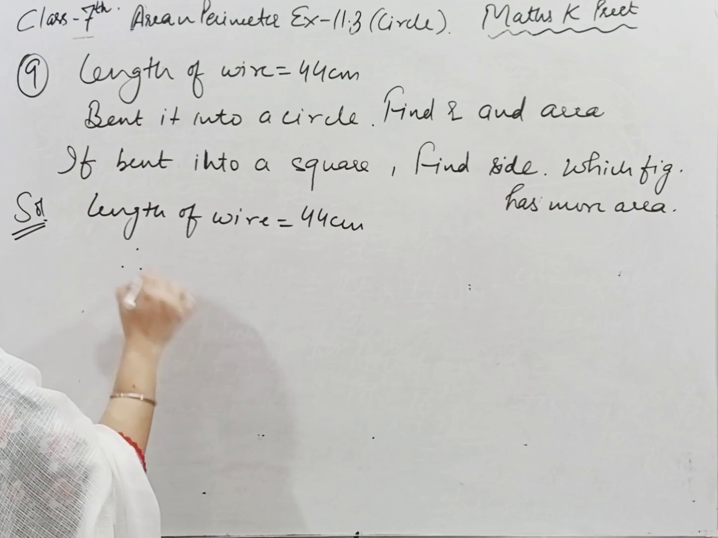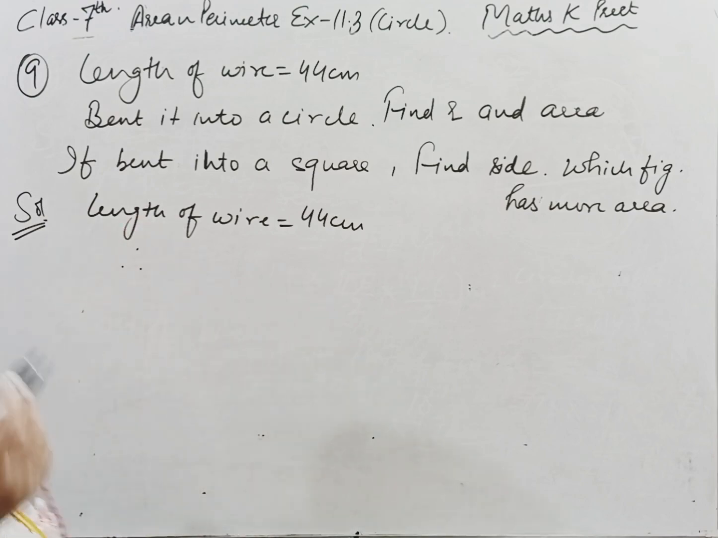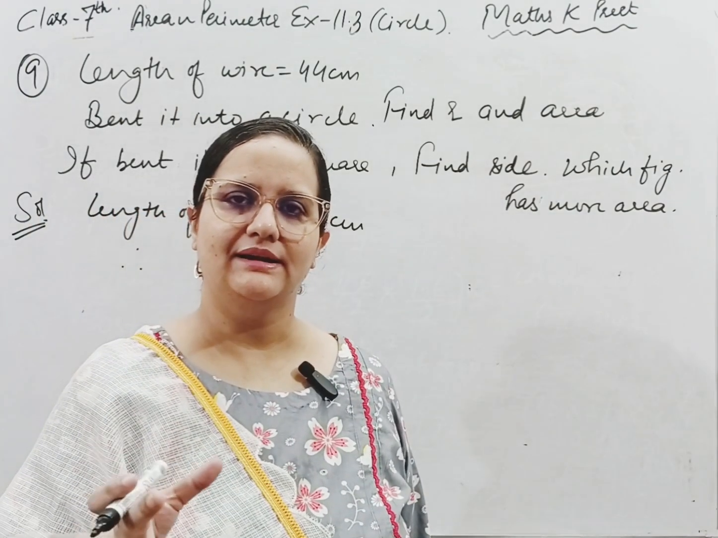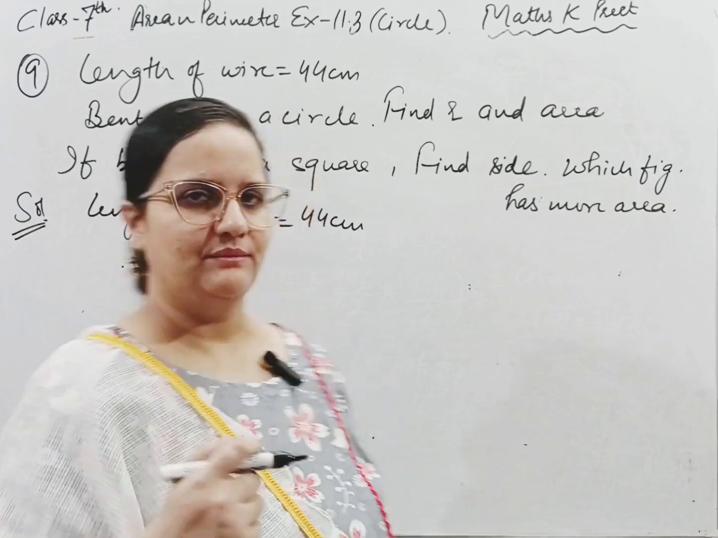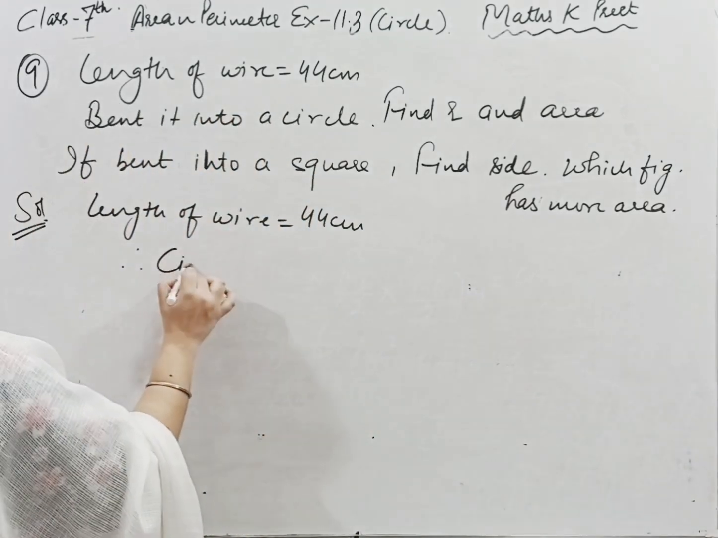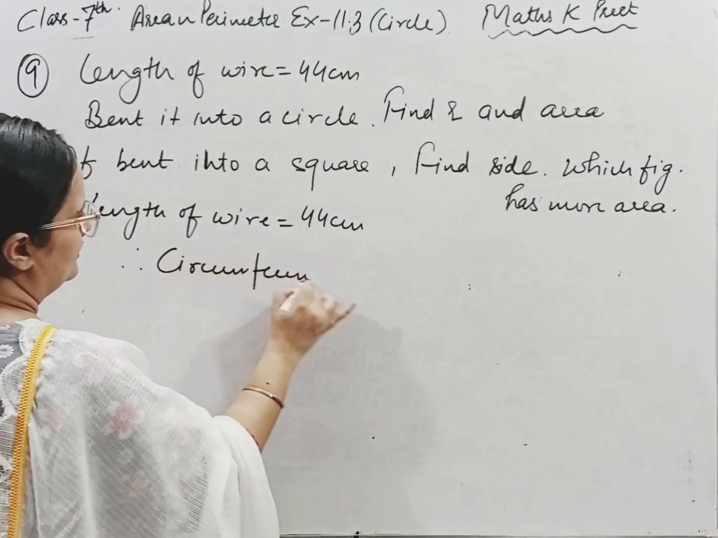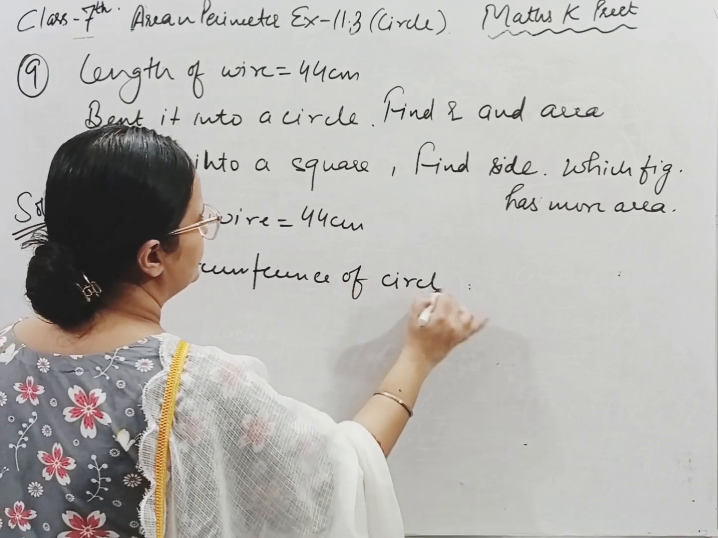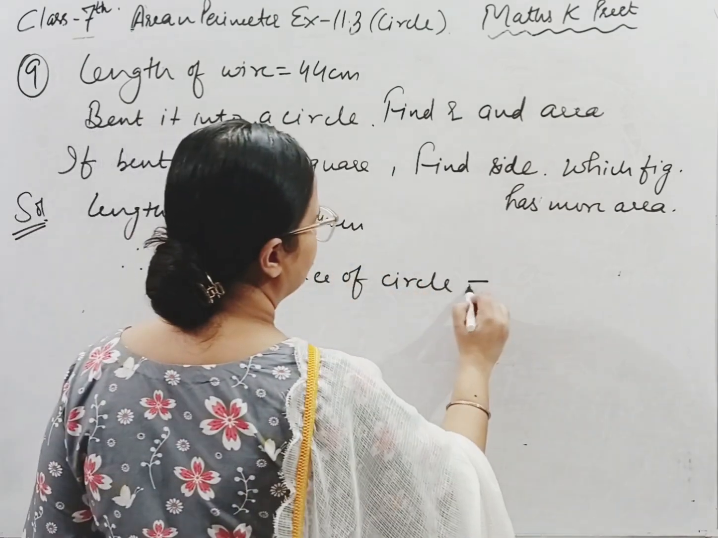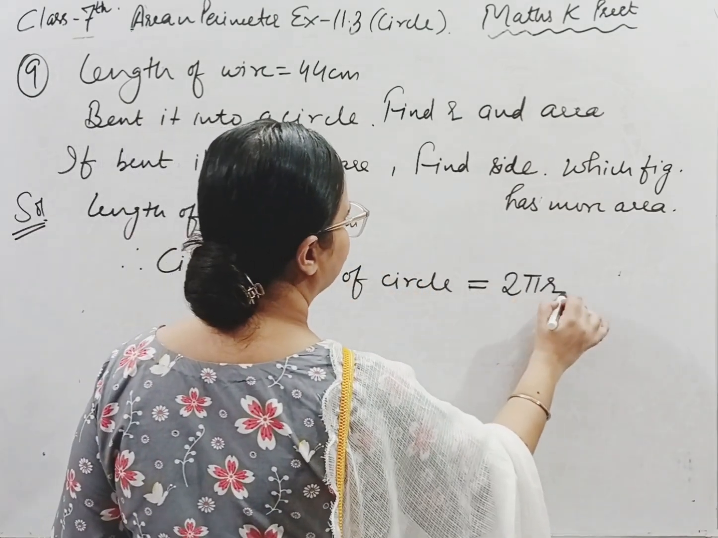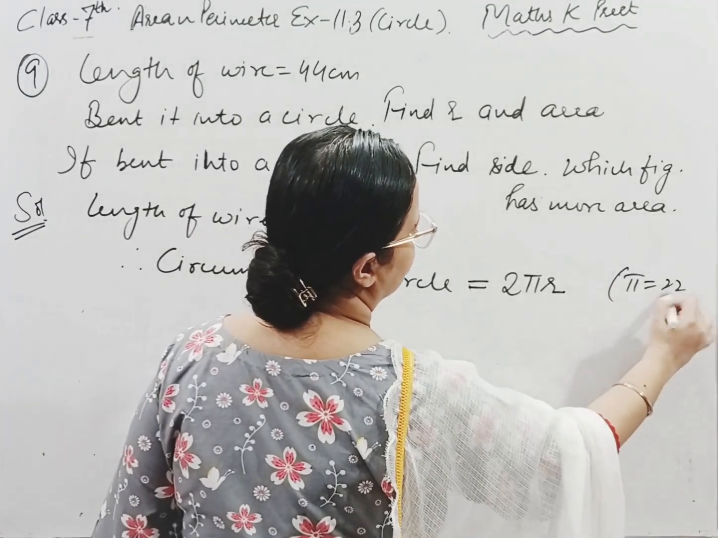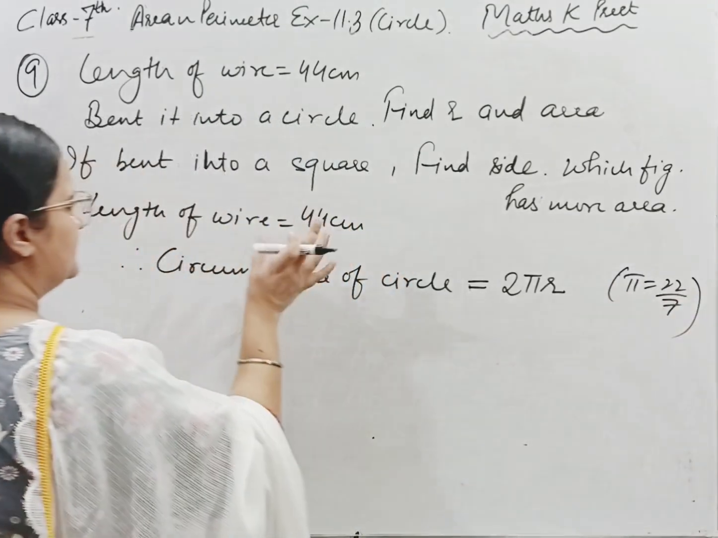Therefore, if the length of a wire is given, out of which we are making shapes, that means the length of wire is giving us what? Perimeter or circumference. Therefore, circumference of the circle is made out of it. So circumference of circle is equal to 2 pi r. Pi we have to take as 22/7 according to the question.